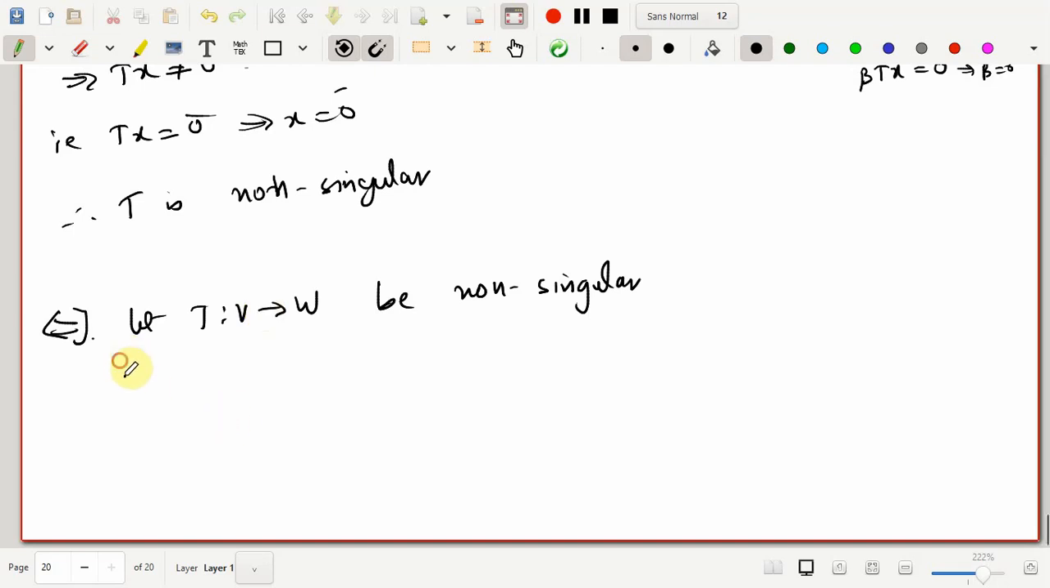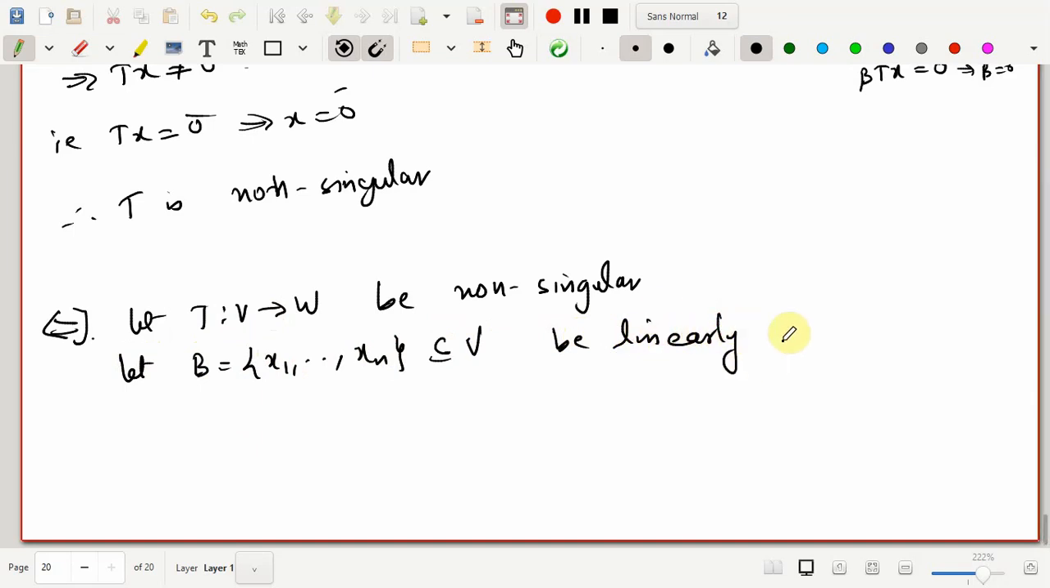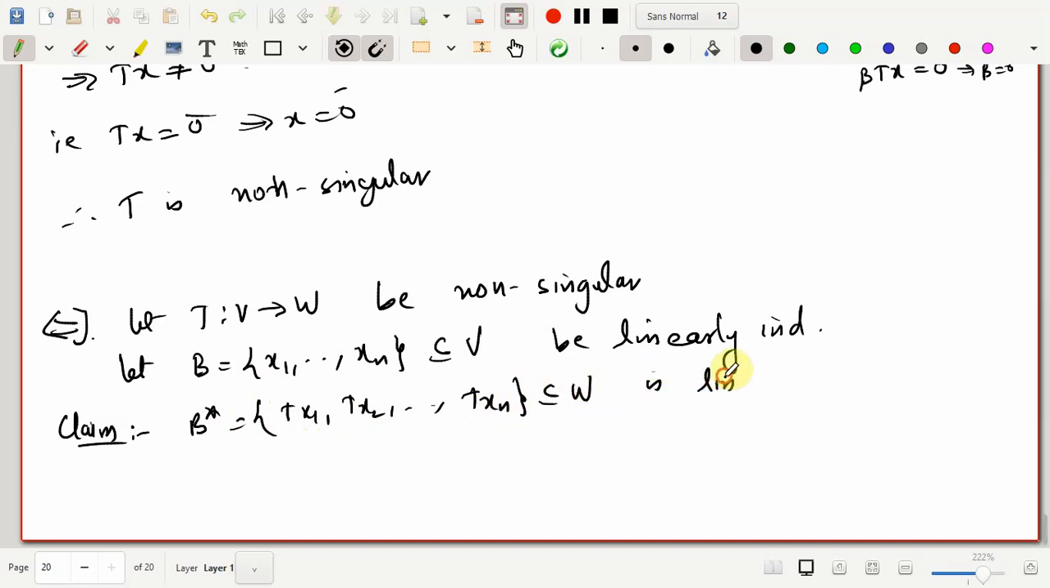So let me start with any subset of V which is linearly independent. So let B be such a set, to show that it preserves the linear independence. Exactly what I have to show is that the set with these image points, that is Tx1, Tx2, and this goes on till Txn, which lies in W, is linearly independent in W, definitely, because it's a subset of W.